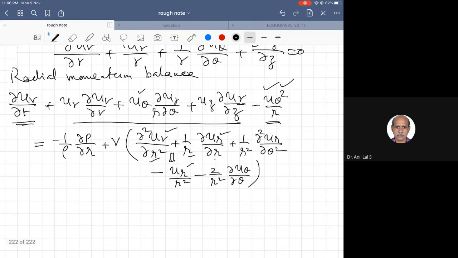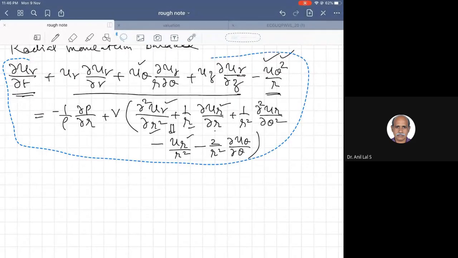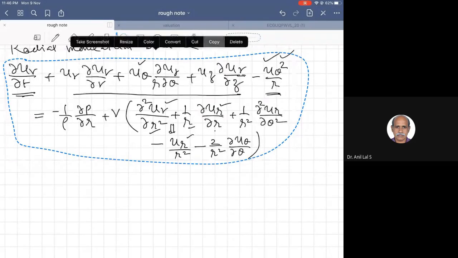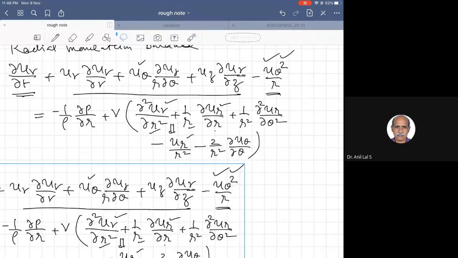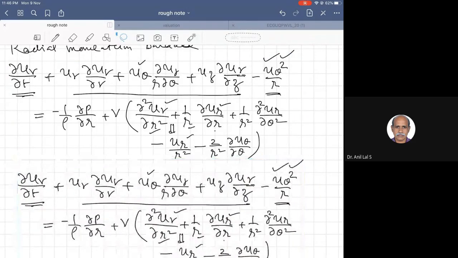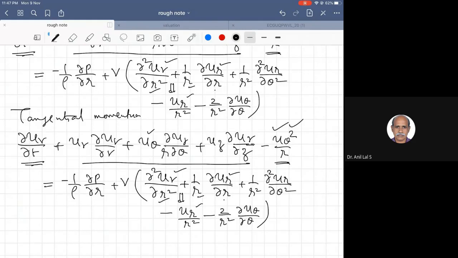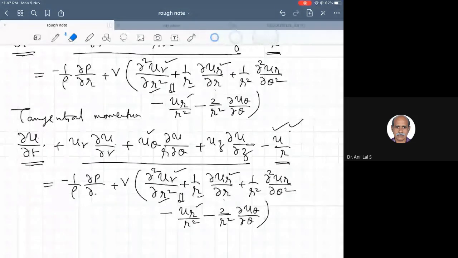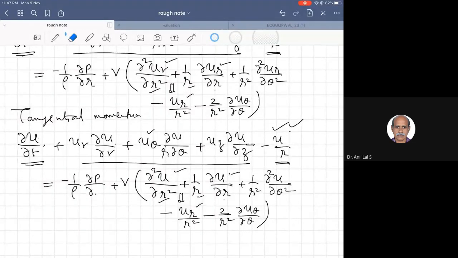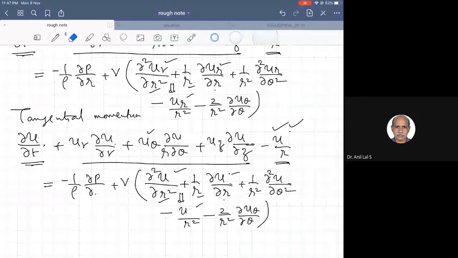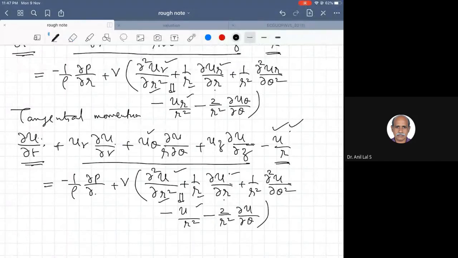Similarly, I can copy this and complete the expanded form of the tangential momentum equation, the tangential component of momentum. Some terms will change, so there will be modifications: dou u theta by dou t, and u theta in the other places.